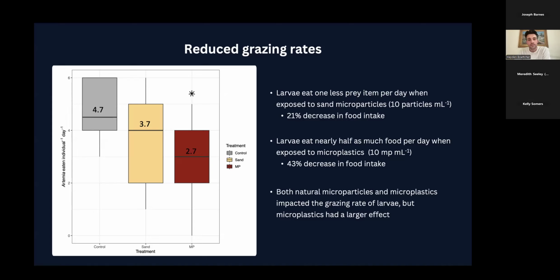And then moving on to the microplastics at the same concentration and the same size as the sand particles, we saw that drop down again to a 43% decrease in food intake, which is nearly half as much as the control, which is a pretty impressive decrease. And so overall, we saw that both the natural sand microparticles and the plastics decreased the amount of food that the larvae ate, but the microplastics had a larger and more significant effect.